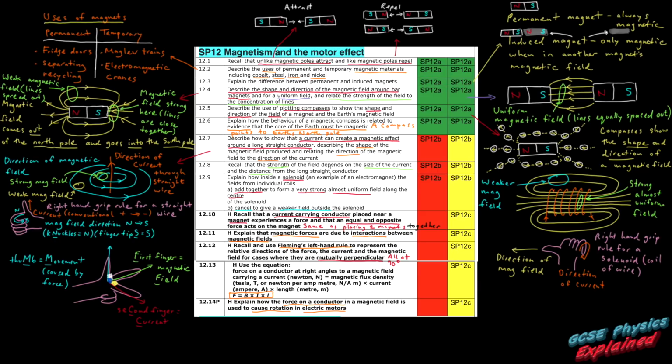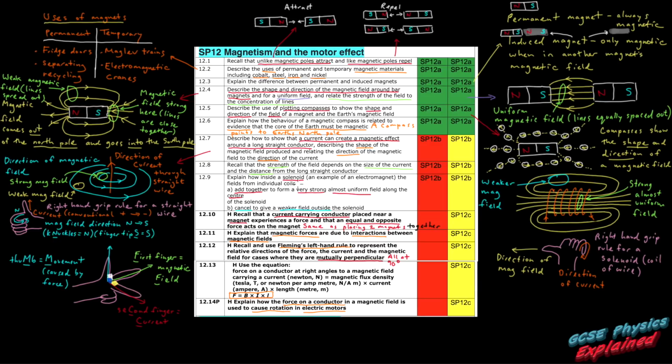Recall that the strength of the field depends on the size of the current and the distance from the long straight conductor. Yep, if you increase the size of the current, that'll make it a stronger magnetic field. And if you are closer to the wire, you'll have a stronger magnetic field. So a strong magnetic field next to the wire and a weak magnetic field as you move further away from the wire. You can see these lines here are close together, but these lines further apart are further apart. We always use the lines to represent the strength of magnetic and electric fields.